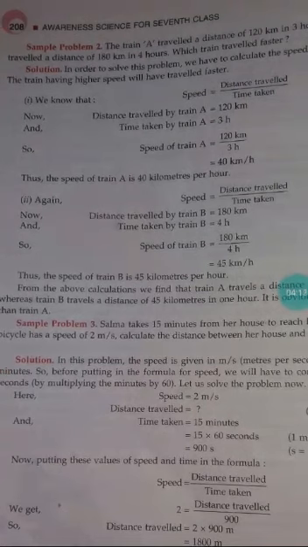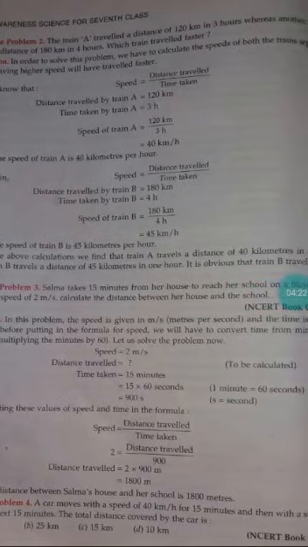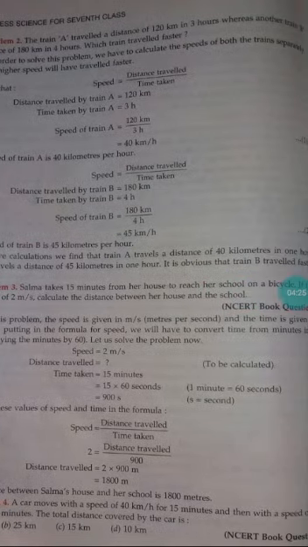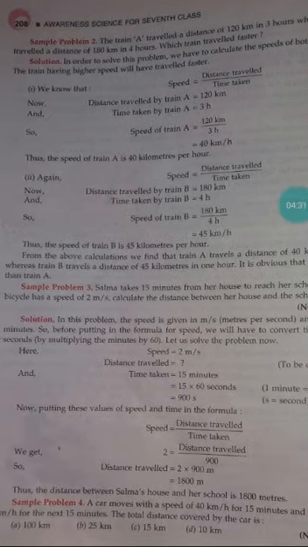Then the third problem. Salma takes 15 minutes from her house to reach her school on a bicycle. If the bicycle has a speed of 2 meters per second, calculate the distance between her house and the school. What is asked here? We need to find the distance, right? As we discussed earlier, if we know any two quantities of the speed formula, we can easily find the third quantity, right?